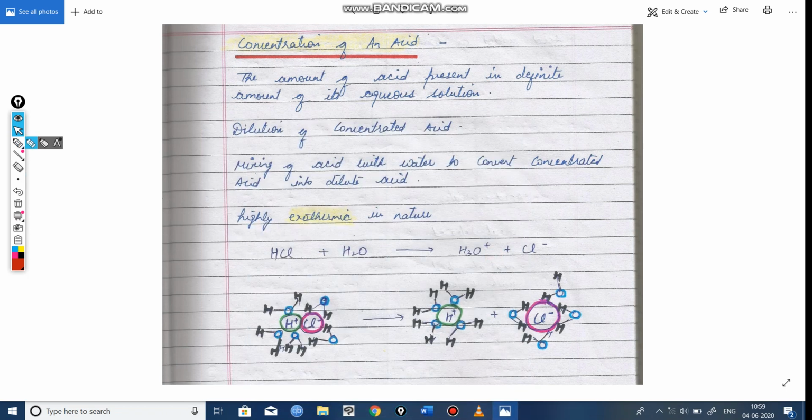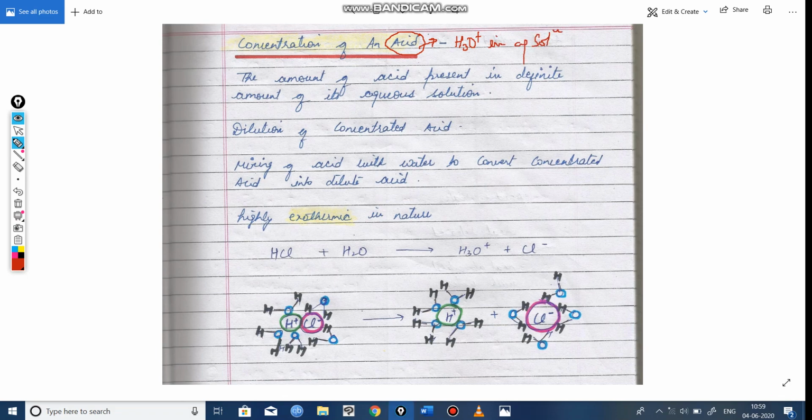Yes, hello students. Today we are going to learn something about dilution of an acid. First, what do you understand by acid? All of you know the definition of an acid. Acids are chemical substances that release hydronium ion in their aqueous solution.